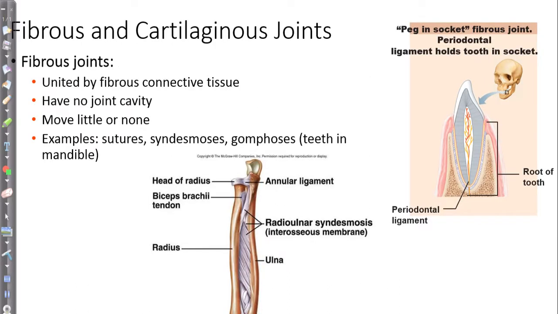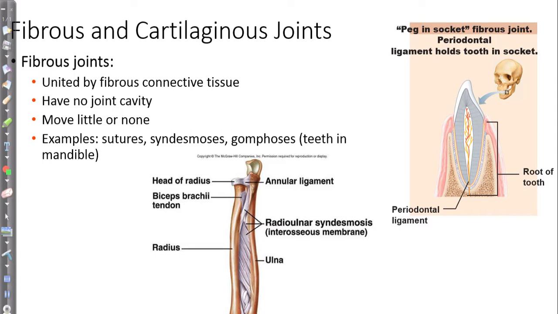So let's start with the fibrous and the cartilaginous joints first. The fibrous joints are where bones are going to be joined by dense connective tissue. There's not going to be a joint cavity. And whenever I use that term joint cavity, think little room or little space. There's not going to be one in fibrous joints. Movement is very little to none, so we would describe these as either synarthrotic or amphiarthrotic. And you see examples here of sutures, syndesmoses, and gomphoses.